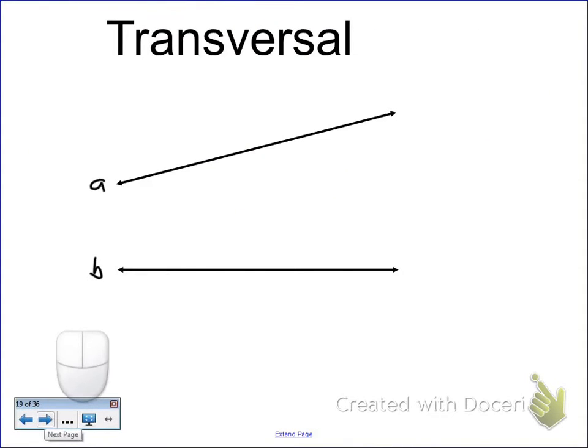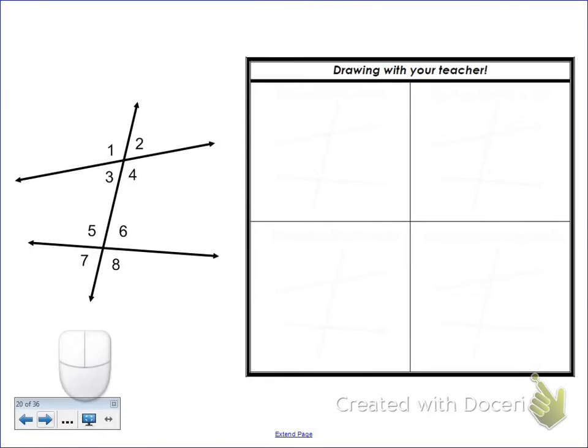Now, before we jump into the next part, let's talk about what a transversal is. When I have 2 lines, like here, line A and line B, if I take a third line that intersects both of these lines, call this T, this is what we call a transversal. A transversal is any line that intersects 2 or more other lines. And so we're going to look at some of our angle pairs that happen when I have a transversal cross 2 lines.